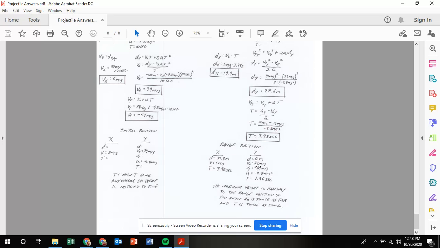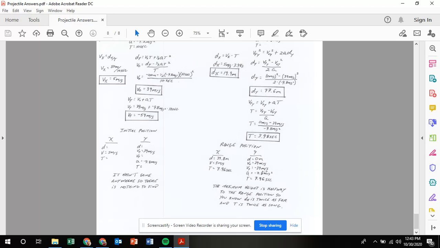Finally, all the speed that it loses on the way to its maximum height, as it loses 39 meters per second, it's going to gain all of that back on the way back down to the starting height. So the velocity at the end at the range position is going to be negative 39 meters per second.